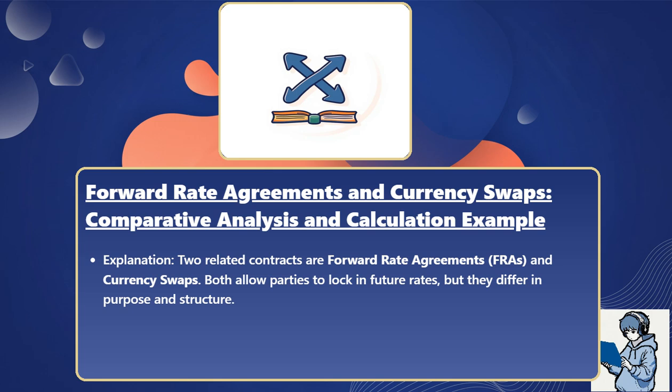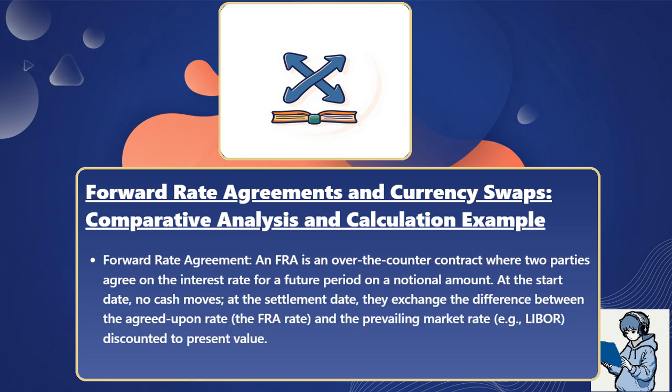Explanation: two related contracts are forward rate agreements, FRAs, and currency swaps. Both allow parties to lock in future rates, but they differ in purpose and structure. Forward rate agreement. An FRA is an over-the-counter contract where two parties agree on the interest rate for a future period on a notional amount. At the start date, no cash moves. At the settlement date, they exchange the difference between the agreed-upon rate, the FRA rate, and the prevailing market rate, for example LIBOR, discounted to present value.